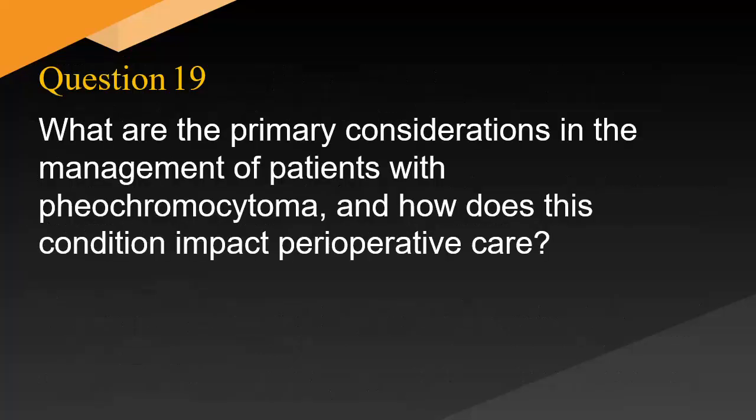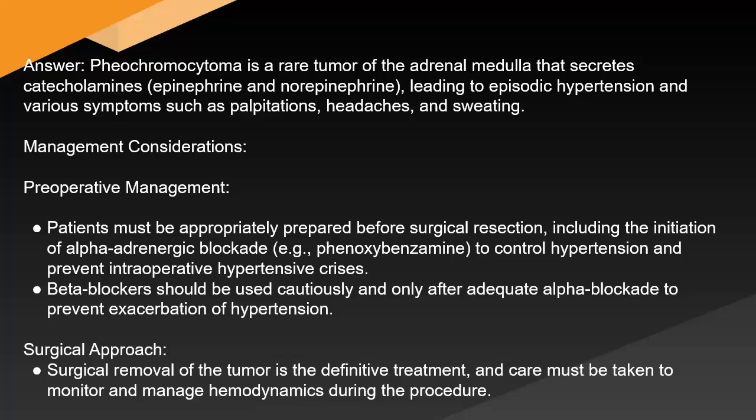What are the primary considerations in the management of patients with pheochromocytoma, and how does this condition impact perioperative care? Answer: pheochromocytoma is a rare tumor of the adrenal medulla that secretes catecholamines, epinephrine and norepinephrine, leading to episodic hypertension and various symptoms such as palpitations, headaches, and sweating.